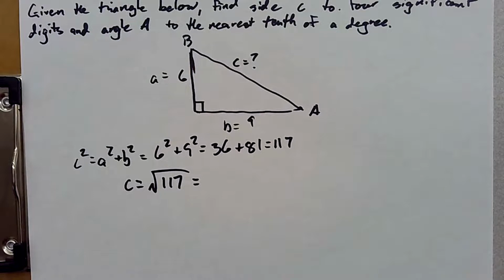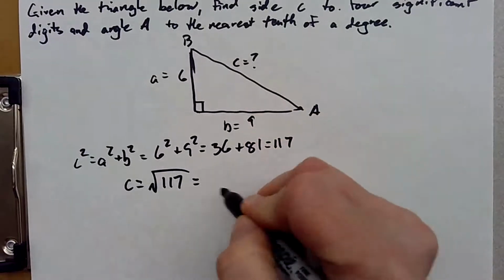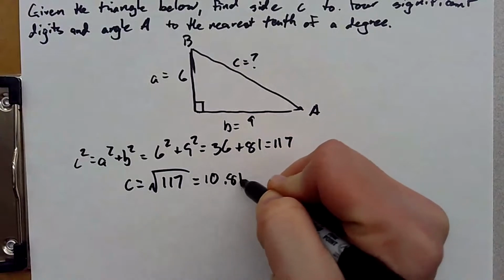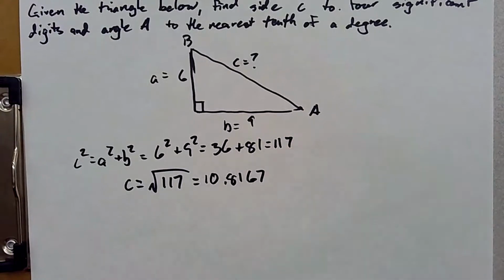Sorry. I was using my own calculator and it messed up. I should have stuck with Desmos. Take the square root and I've got 10.8167, to 4 significant digits.